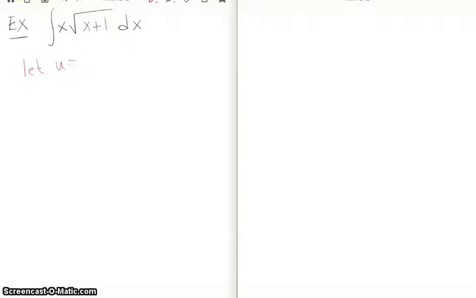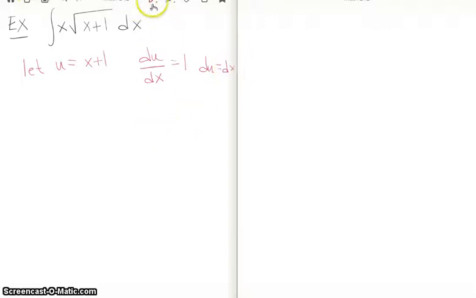So let's let u equal the stuff inside the radical. If u is the stuff inside the radical, then du dx is the derivative of this stuff, which is just 1, which means that du equals dx. So let's see if I scoot that over a little bit. This equals 1. So that means that du equals dx.